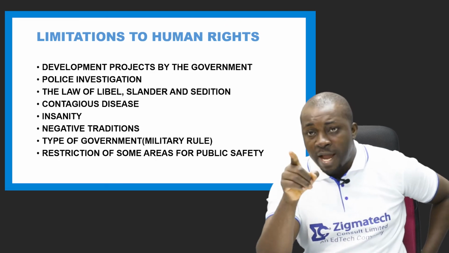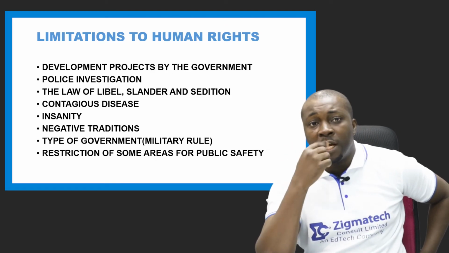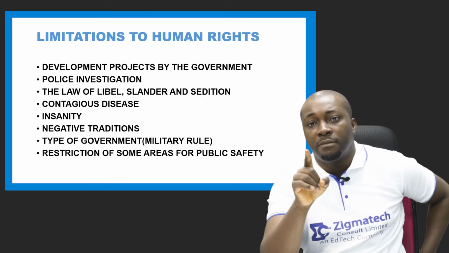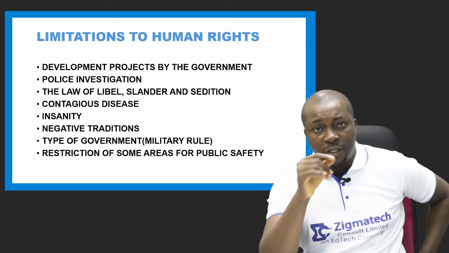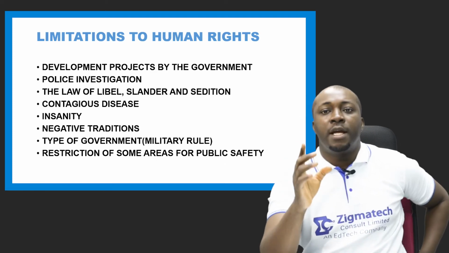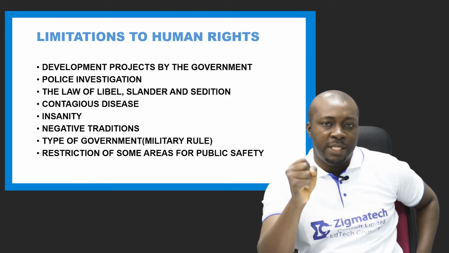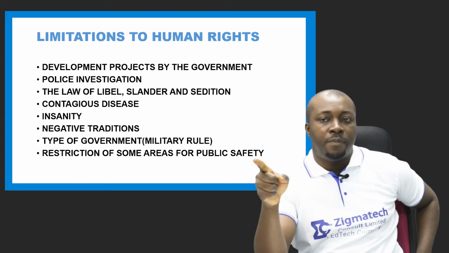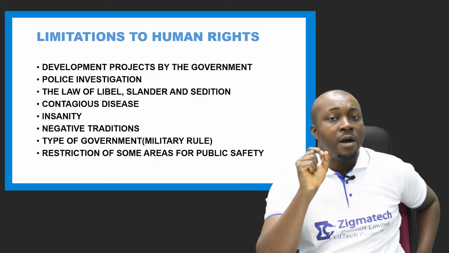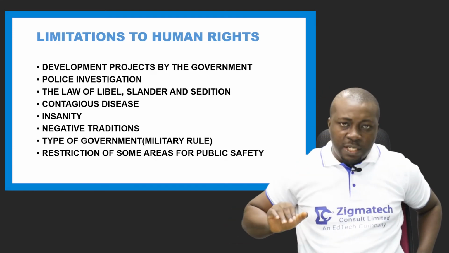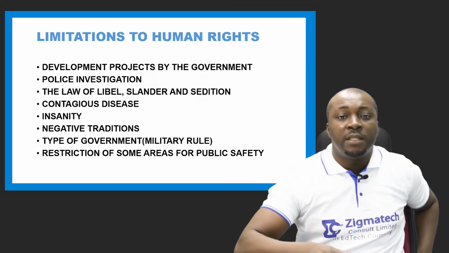If you commit libel, slander, or sedition in the course of expressing yourself, legally, you can be tried. And if you're found guilty, you face the penalty. Then contagious disease. When somebody has a contagious disease that can spread, that person will be quarantined, that is isolated. And when the person is isolated, the person's right of movement is denied.